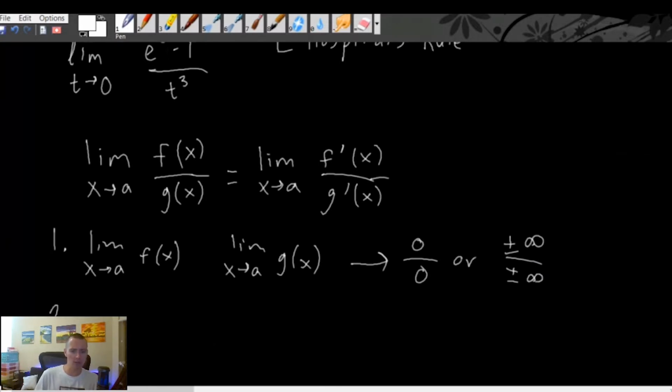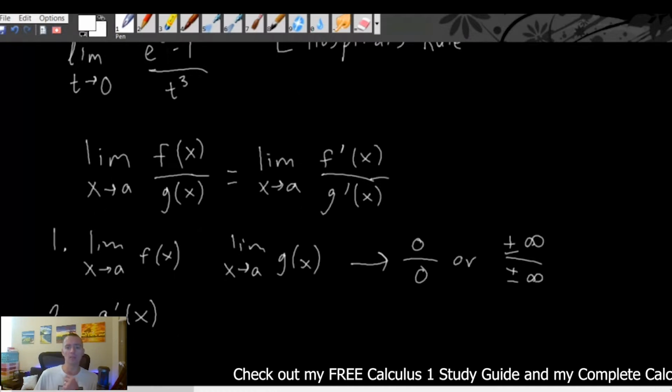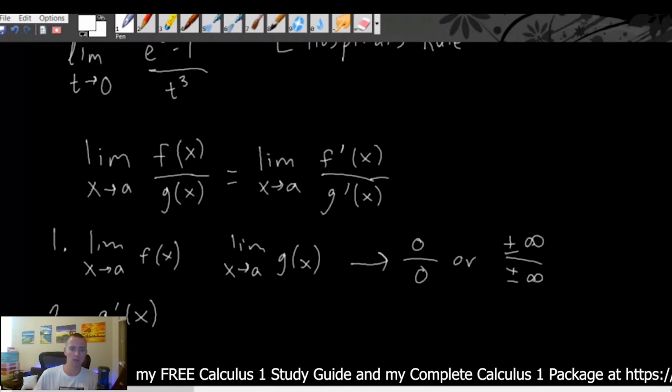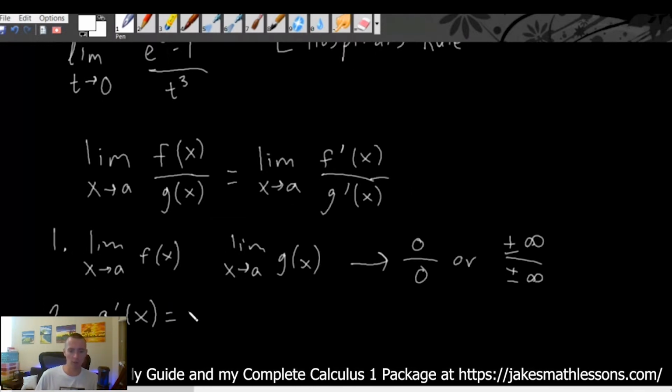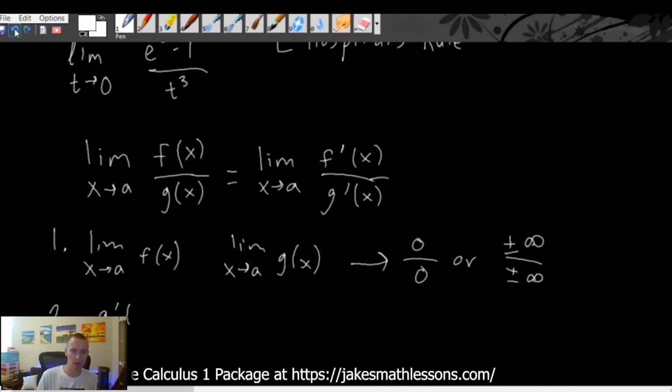The other condition that we need to make sure of is that the derivative of the bottom of our function is not 0 near a. So it is okay actually if g prime of a is 0, because what we're thinking about is as x approaches a. So if g prime of a is 0, that's okay.